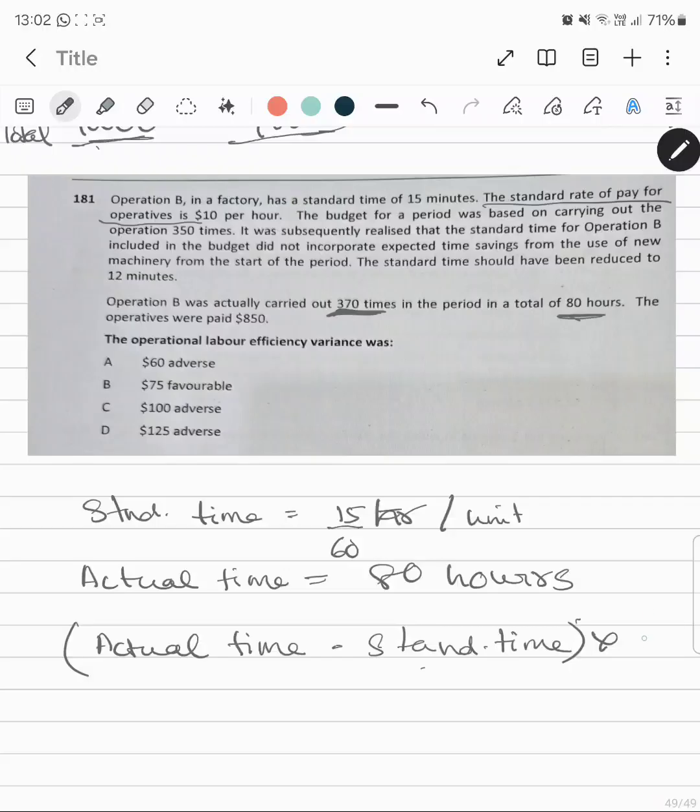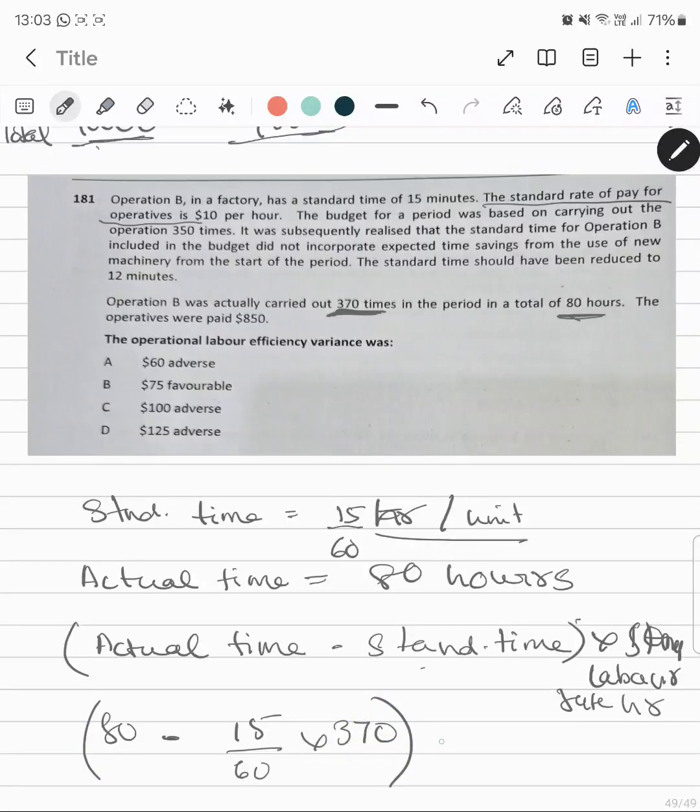So the standard labor rate R for me is 10. So I'll write standard labor rate R. So the actual time taken is 80, and what time should I have used? So over here it is per unit, right? So it will be 15 upon 60 into my actual output, that is 370. So how many standard hours should it have taken if it had actually produced 370 units, right? So this is what we need to keep in mind. And now I'll get the variance.